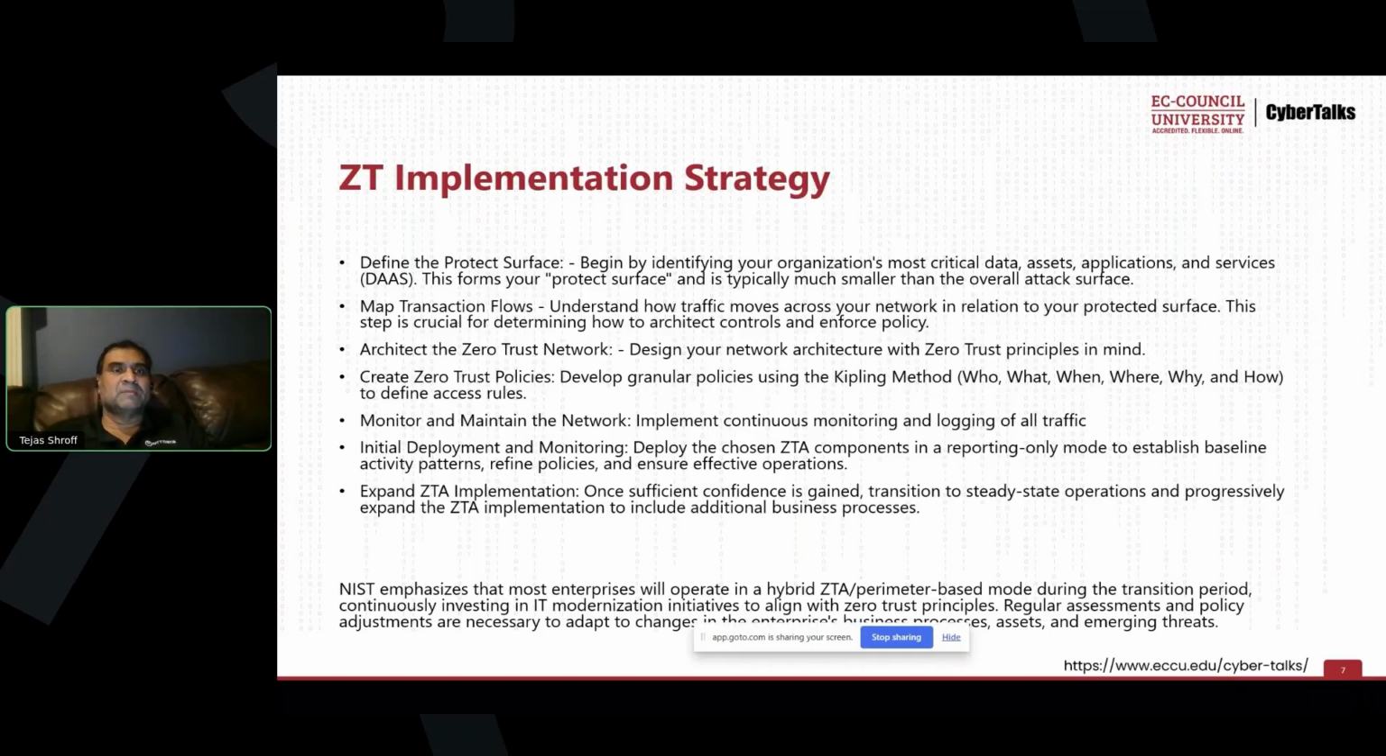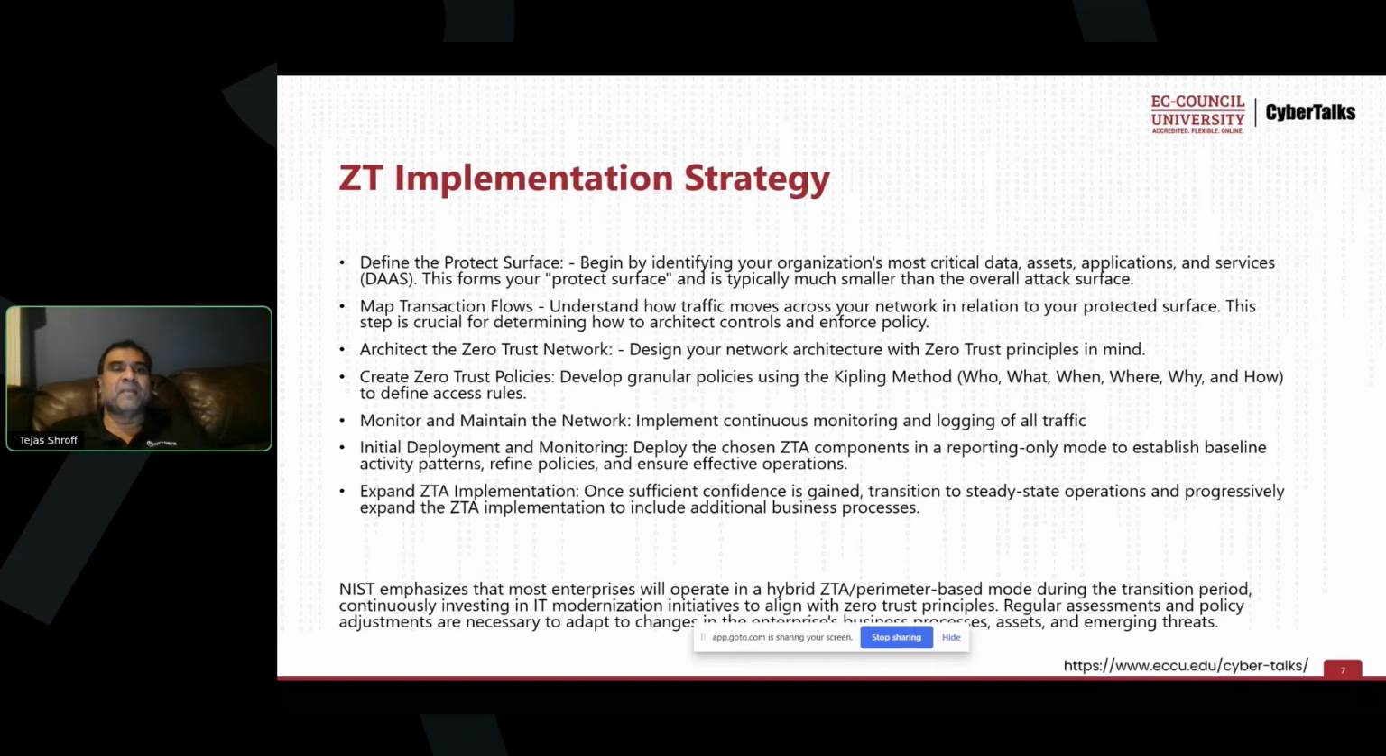You want to develop those policies to be granular enough. You want to monitor and maintain your network, right? You want to make sure there is continuous monitoring and logging of all traffic. You want to deploy the chosen ZTNA components in a reporting only mode, right? You want to make sure that whatever you're deploying, you're able to report that. You're not letting somebody go in and make the change. So it's reporting only mode.